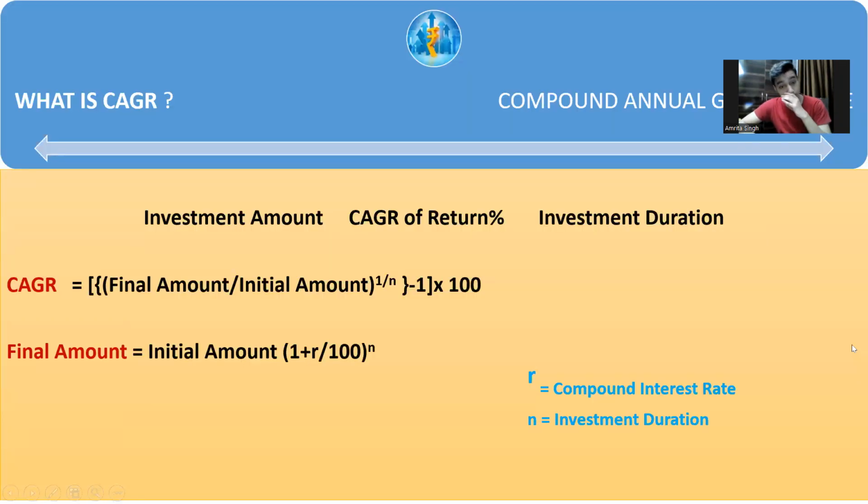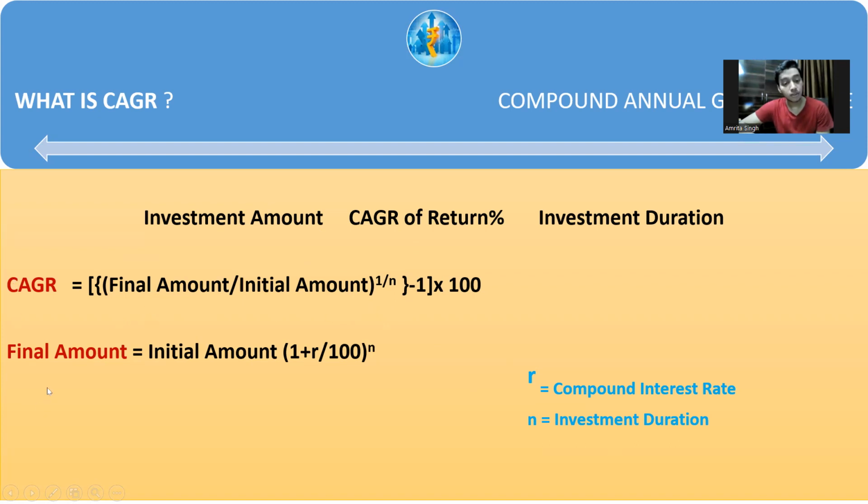Moving further, here you can see on the screen that there are two formulas. One formula helps us find the CAGR percentage, and the second finds the final amount. For calculating CAGR, you should know the final amount, the initial amount, and N, which in this formula represents the investment duration. If you put all these three numbers in this formula, you're going to get the CAGR percentage.